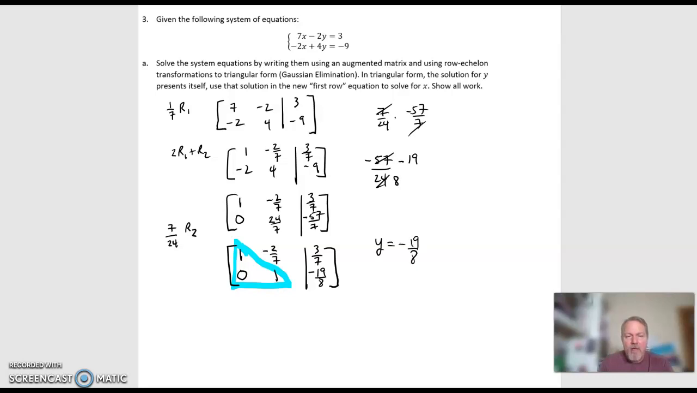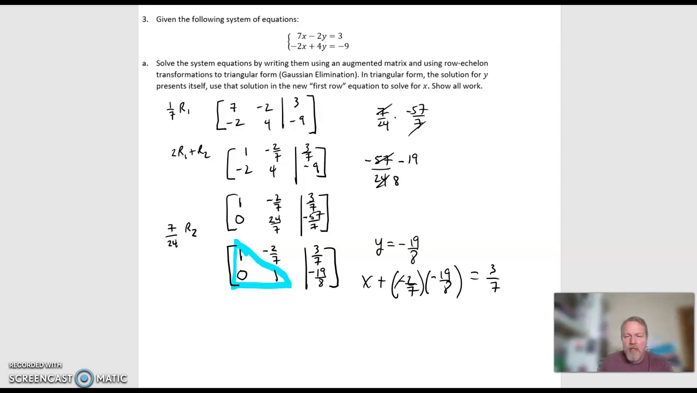And then at the top I have 1 times x, which is x, plus a negative 2/7 times y. But I know what y is. Y is negative 19/8. So I can substitute that in for y. That equals 3/7. Now it's one equation, one unknown. I can simplify this first.